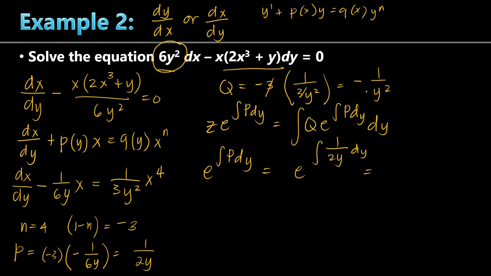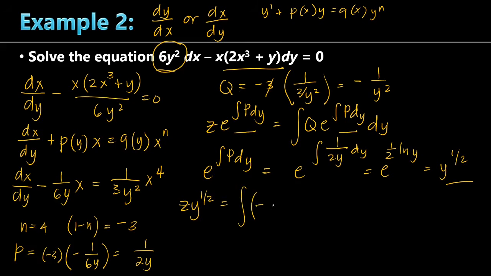So if I solve for this, I will get e to the 1/2 ln of y, which is the same as y raised to 1/2. Okay, so this is now the integrating factor that we will use and substitute here. So z times y raised to 1/2 equals the integral of Q, which is this, negative 1 over y squared times y to the 1/2 and then dy.